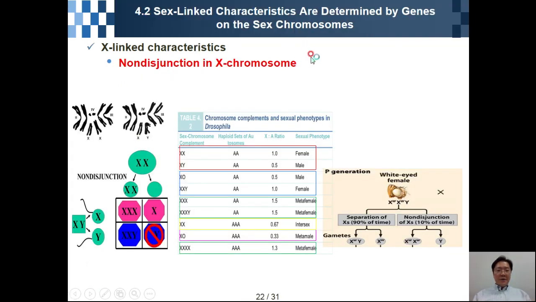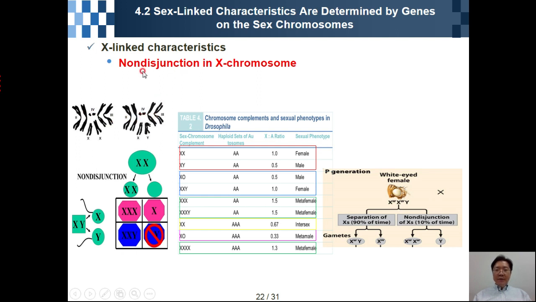In this slide, I will describe some characteristics of the X chromosome. This is the Drosophila's chromosome. As I mentioned earlier, Drosophila has sex chromosomes: XX is female and XY is male. They also have 3 pairs of autosomes: chromosome 2, chromosome 3, and chromosome 4.